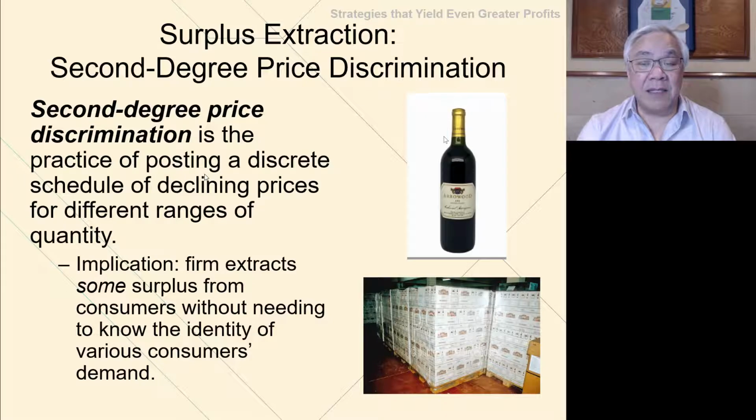The second example is what we call second-degree price discrimination. And this is where we have declining prices based on quantity. Here I have a bottle of wine. You might pay $40 for that bottle of wine, and you'd expect that if you bought it by the case or cases, the price would drop. So this is an example of second-degree price discrimination.